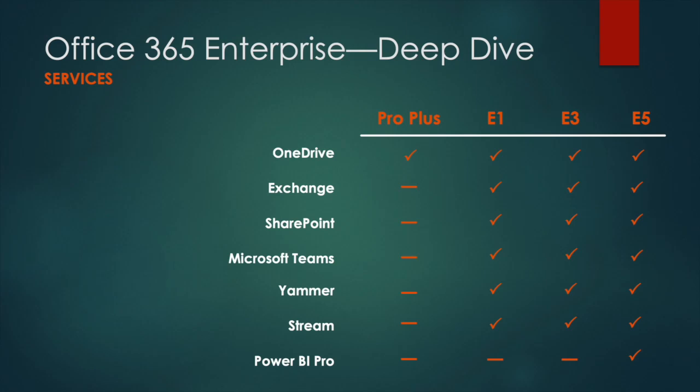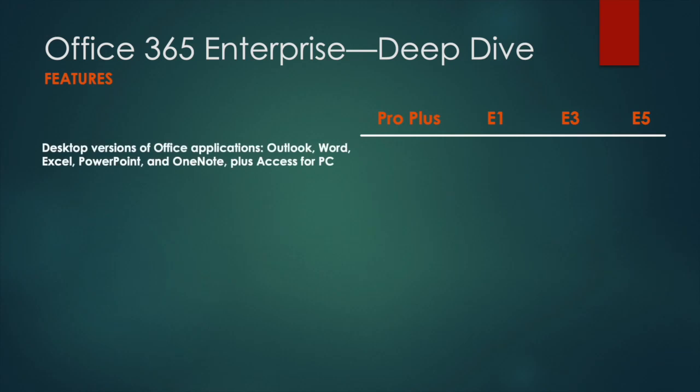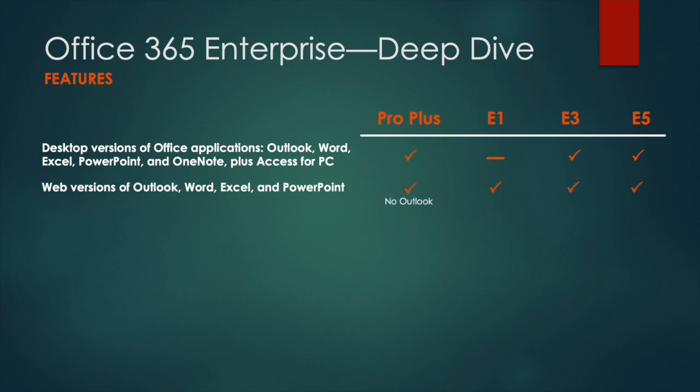Now let's chart out Office 365's list of features. In this list of features, you're going to see quite a few similarities to the previous categories. I'll point out the differences as we go. First, desktop versions of Office applications: Outlook, Word, Excel, PowerPoint, and OneNote, plus access for the PC. All of these are available across all the tiers except for E1. Next is web versions of Outlook, Word, Excel, and PowerPoint for all tiers except Pro Plus, which does not offer Outlook on the web.